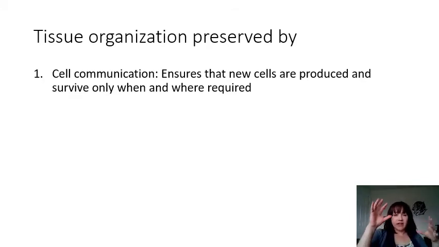So you can see again that this tissue has a variety of cell types and they are organized in certain locations. And so cell communication is really important for these cells to maintain this organization. Any new cells that are born are going to receive signals that tell them what to become and, if they need to move, where they need to go. It's also going to make sure that cells that aren't needed don't survive.